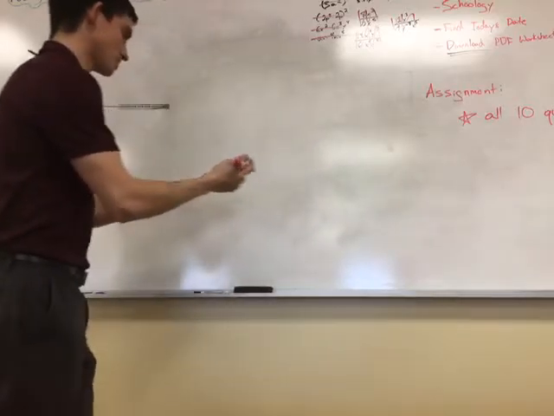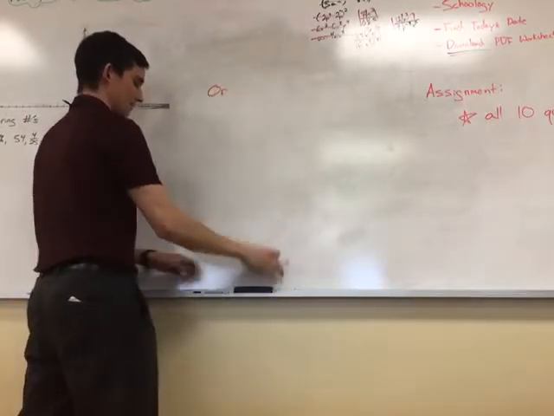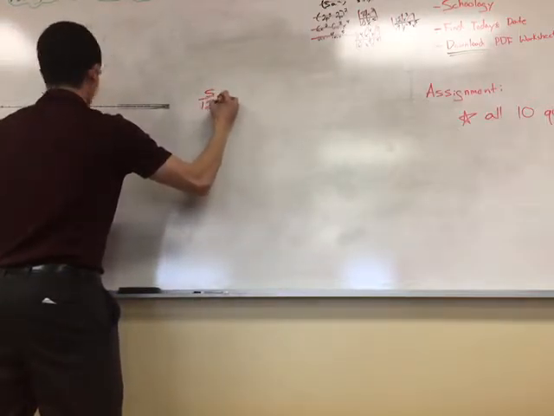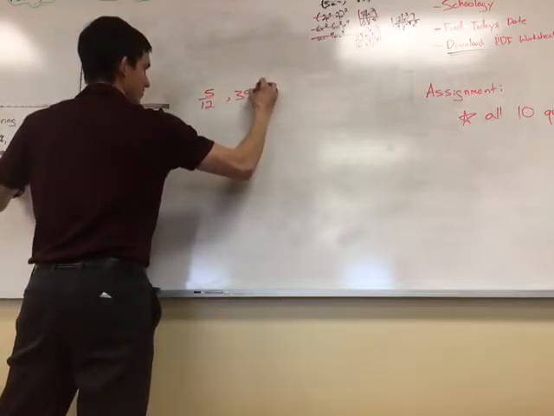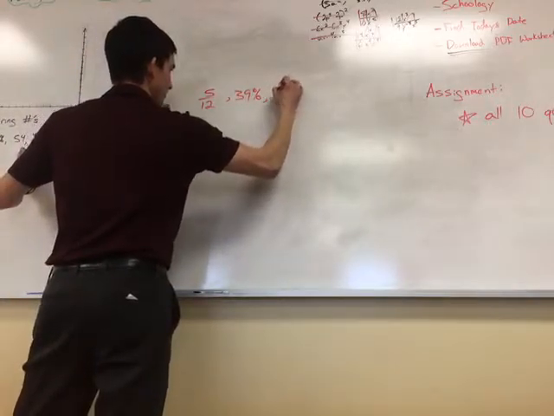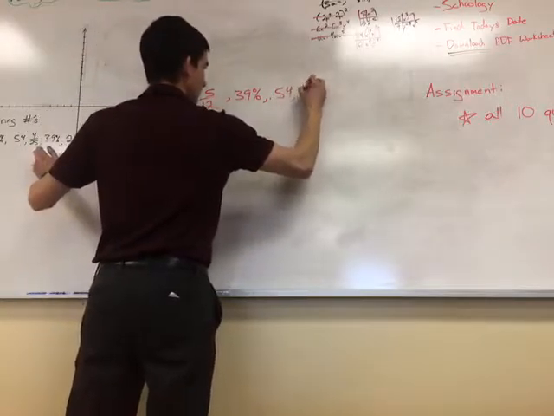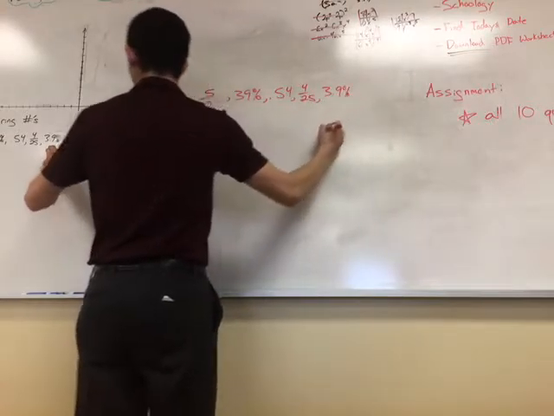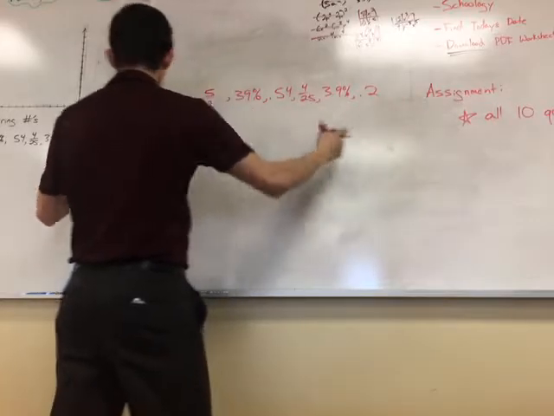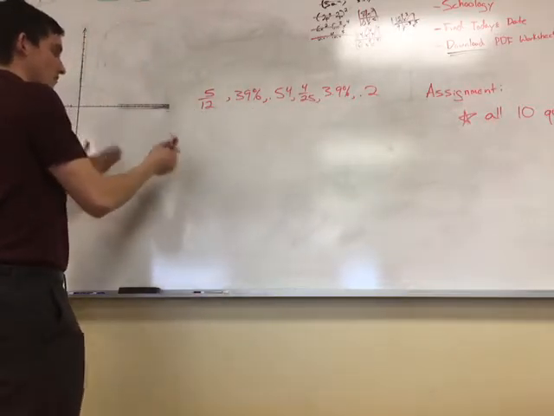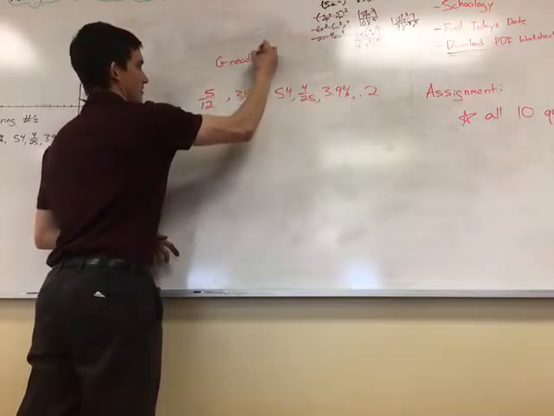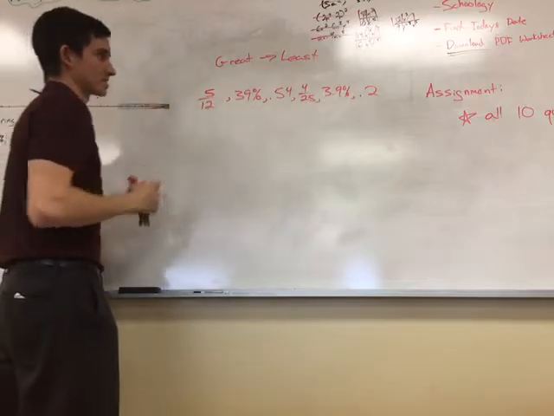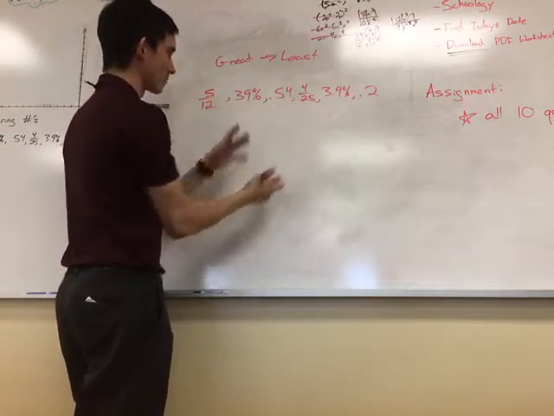Okay, that's that. Now just ordering numbers. So we're on ordering numbers. If I'm going to order the numbers 5/12, 39%, 0.54, 4 over 25, 3.9%, and 0.2. If I'm going to order all of these numbers from, let's say, greatest to least, so from the biggest to the smallest, first I want to convert them all to decimal so I can compare them easily.